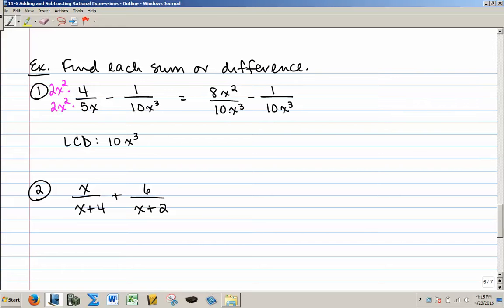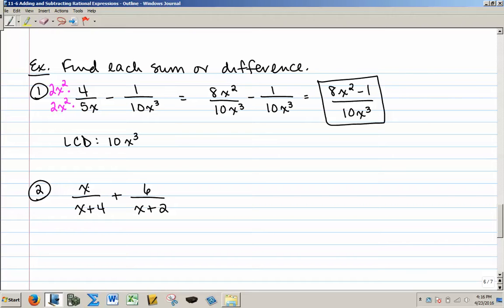And now that I have the same denominator, I can just subtract across the top, and I will have 8x squared minus 1 over the common denominator of 10x cubed. So identify what your common denominator should be, and then multiply the fractions by what they need in order to get to that common denominator.